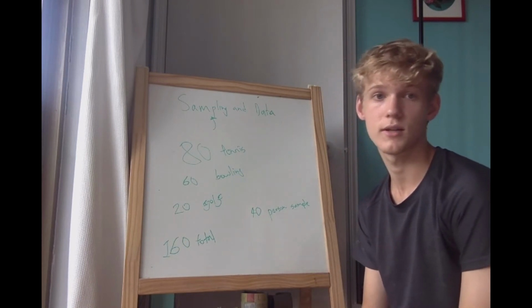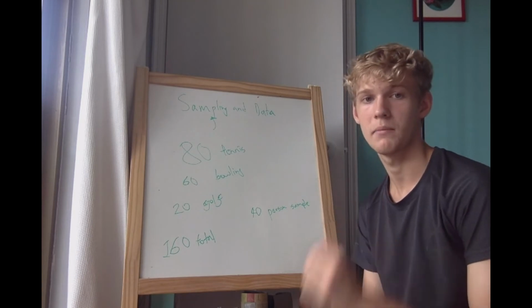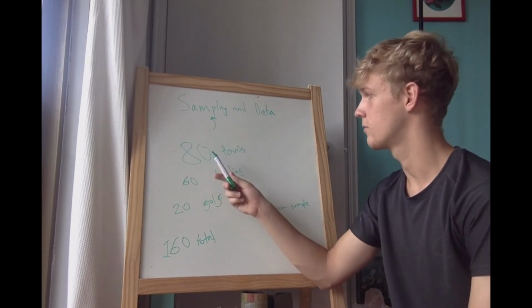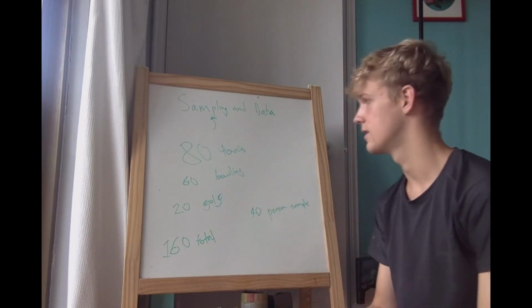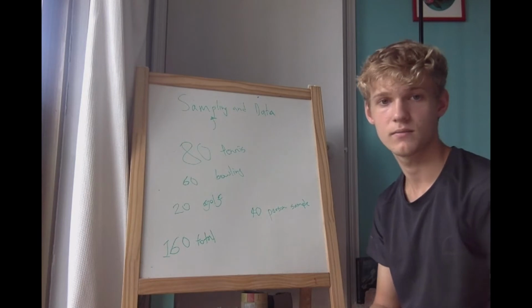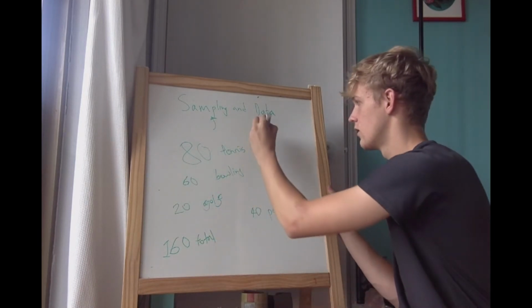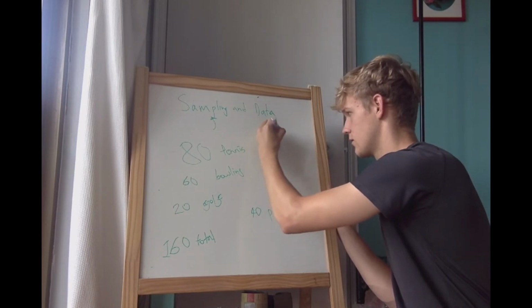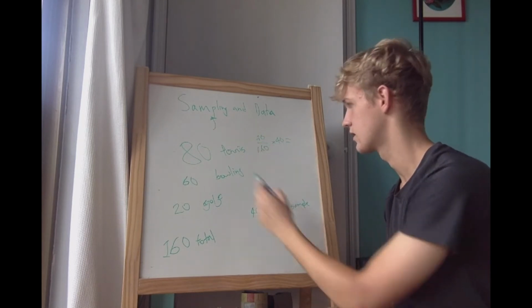So for both stratified and quota sampling, you need to take the right amount of people from each group. So you need to take the right amount of people from tennis, from bowling, and from golf. And the way we do this is to find the correct proportion of people. There's 160 in total, so we do 80 over 160 times 40. And that's how many people they'd ask from tennis.